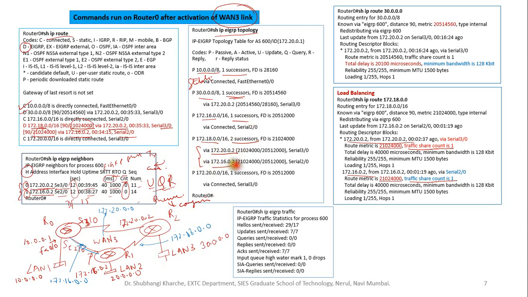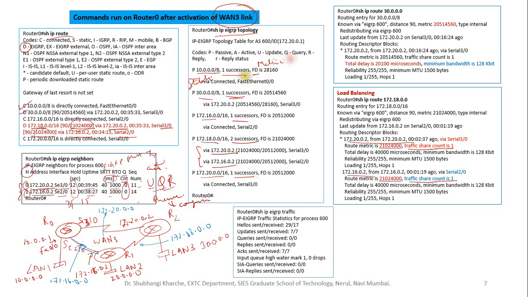172.20.0.2 and the other via 170.16.0.2. Router R0 can reach this 170.20.0.0 network using a single route. Here FD stands for feasible distance. The feasible distance is nothing but the metric.